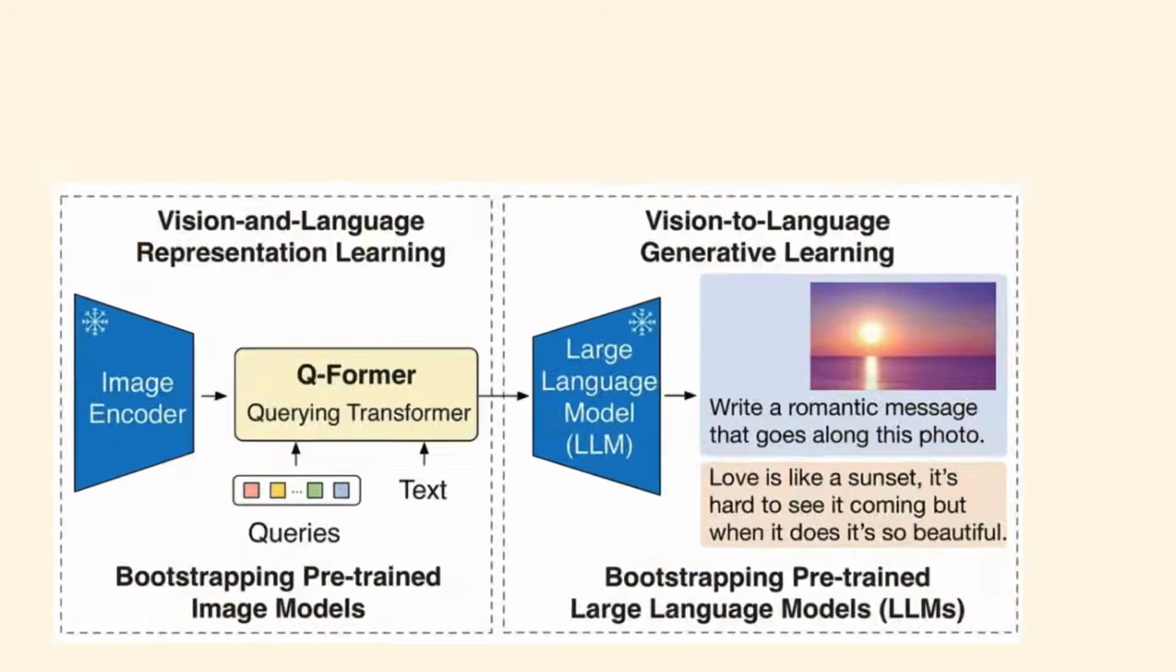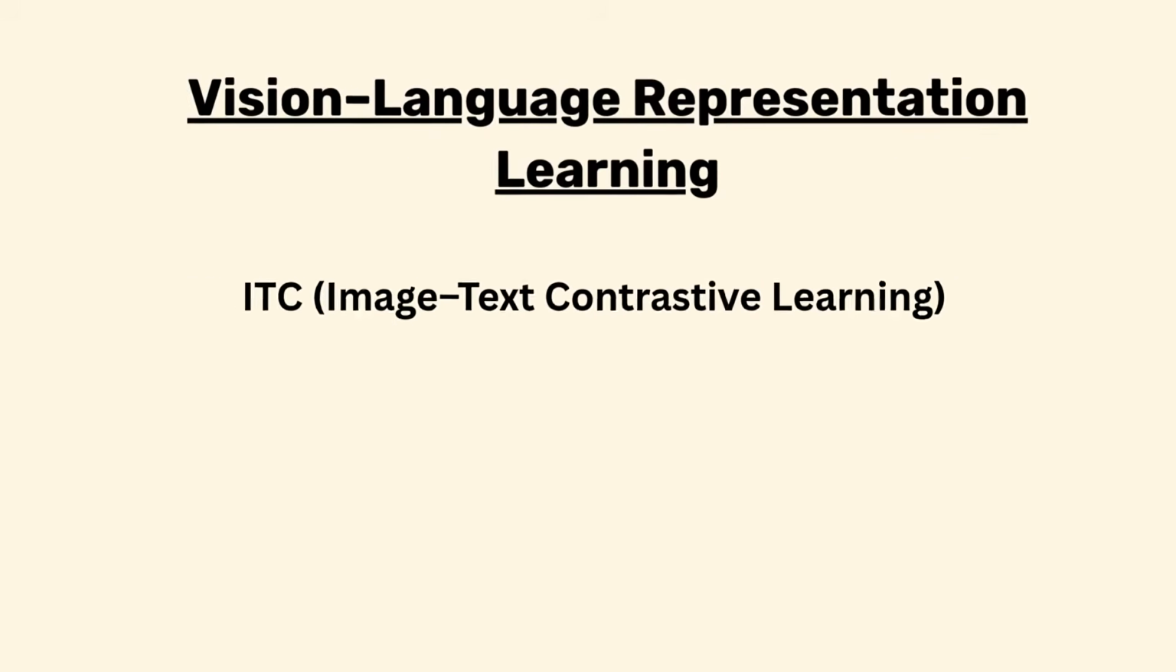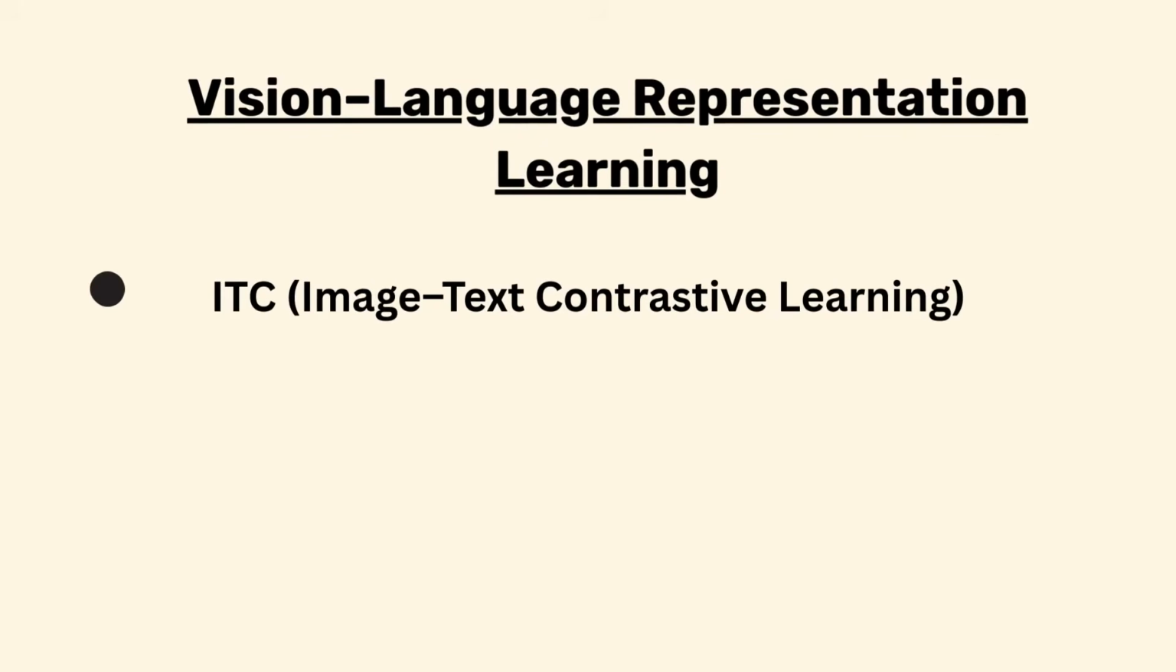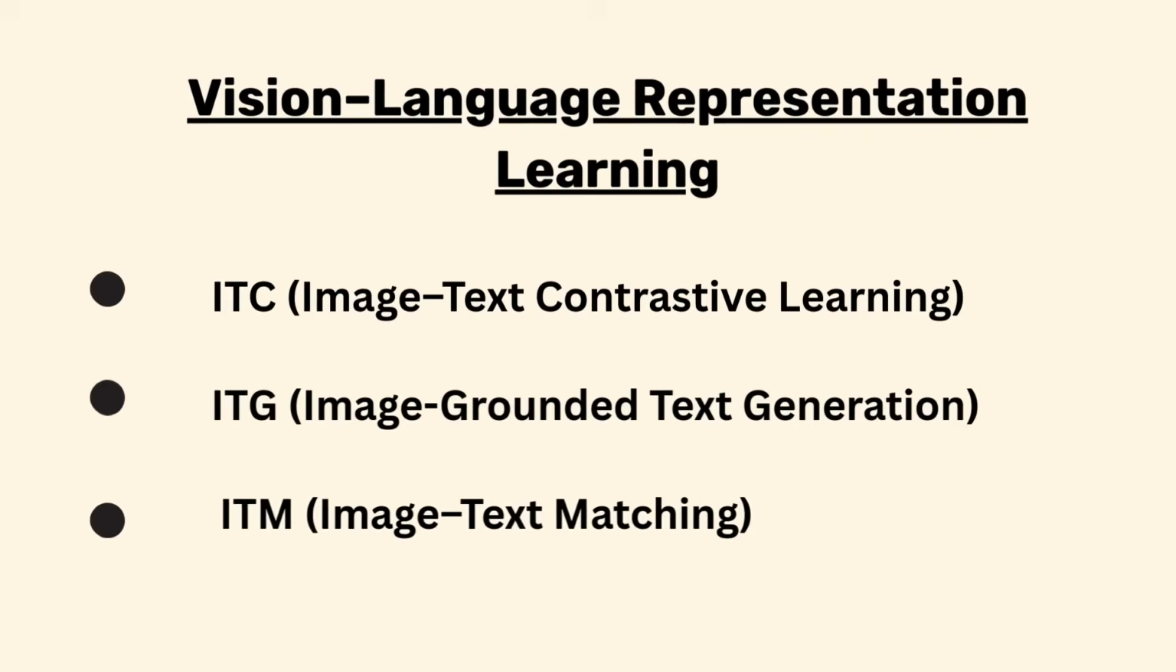The first one is the vision-to-language representation learning. In this stage, vision-language representation learning is performed, which forces the Q-Former to learn visual representations most relevant to the text. It uses three different complementary objectives. The first one is image-text contrastive learning, the second one is image-grounded text generation, while the third one is image-text matching.